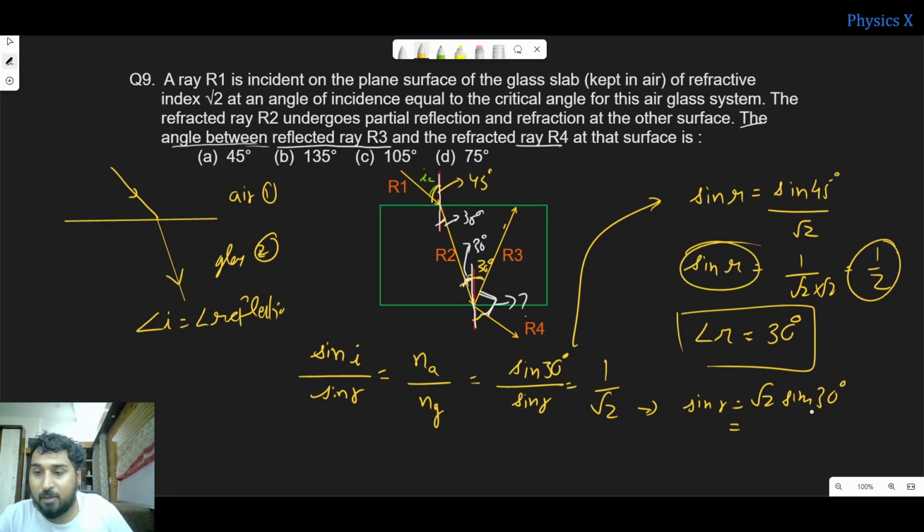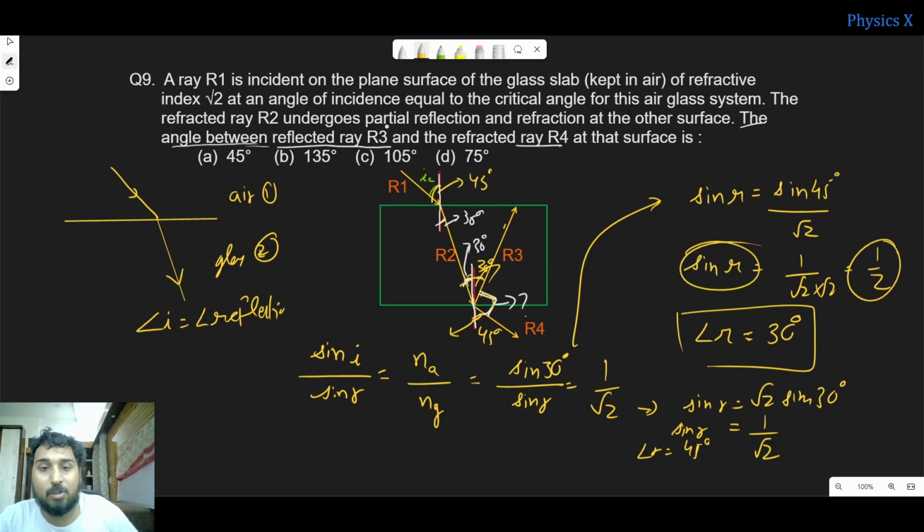So this is what? Sine 30 degree is 1 by 2. So this root 2 will be cancelled out. So it will be 1 by root 2. So this angle is what? 45 degree, because sine r is equal to 1 by root 2. Then angle r is equal to what? 45 degree. So this angle is 45 degree. This angle is 30 degree. So you can find this angle now, right? You can find this angle.